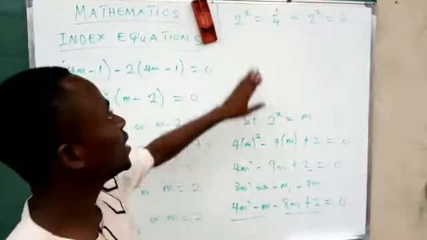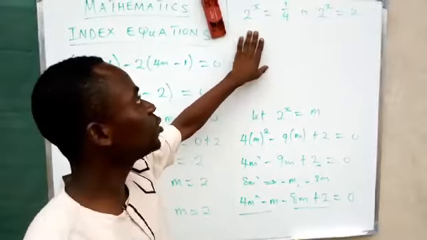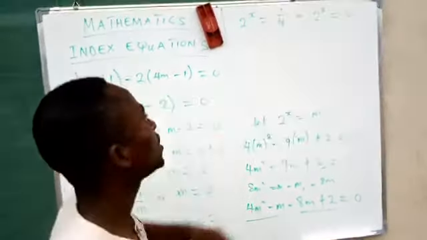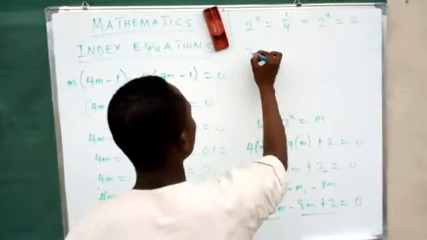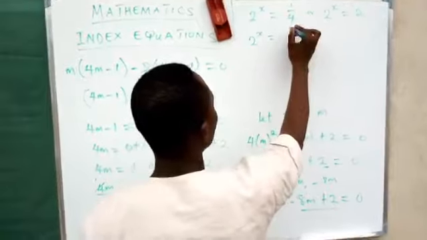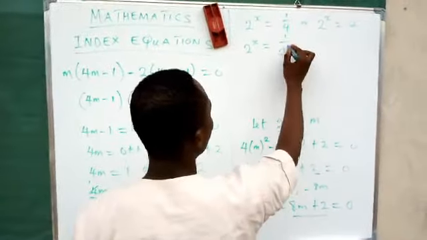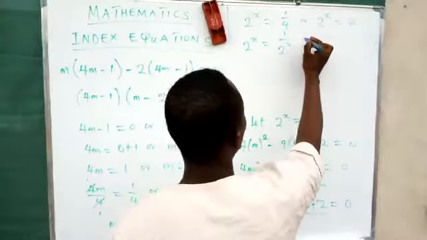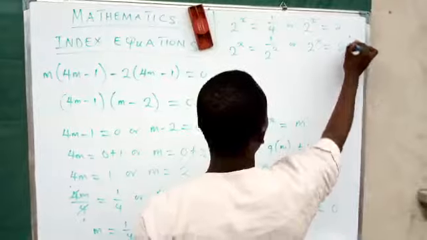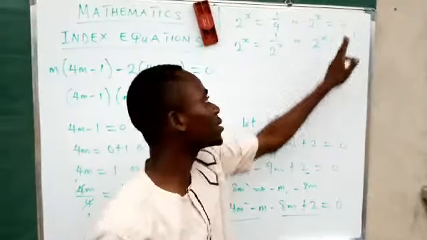Now we have also an index equation here. Now we must make sure that the bases are the same. We must make sure we express both the right and the left hand side as an index with a common base. So we know that 2 to the power of x in the first equation will be equal to 1 all over 4. Can be written as 2 raised to the power of 2, or in the second case, you have 2 to the power of x will be equal to 2 to the power of 1, because 2 without a power means that the power is 1.